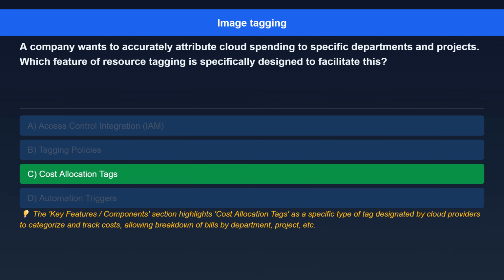The correct answer is Cost Allocation Tags. Here's the explanation. The Key Features/Components section highlights Cost Allocation Tags as a specific type of tag designated by cloud providers to categorize and track costs, allowing breakdown of bills by department, project, etc.